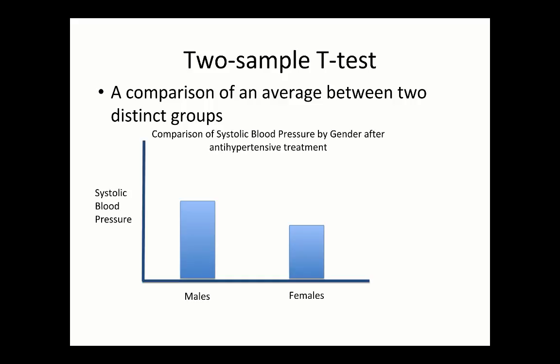Let's look at an example of a two-sample t-test. Recall that a two-sample t-test is a comparison of an average of a variable between 2 distinct groups. Let's look at an example. Suppose we wanted to compare the average systolic blood pressure in males and females after antihypertensive treatment. In this example, what would our research question be?